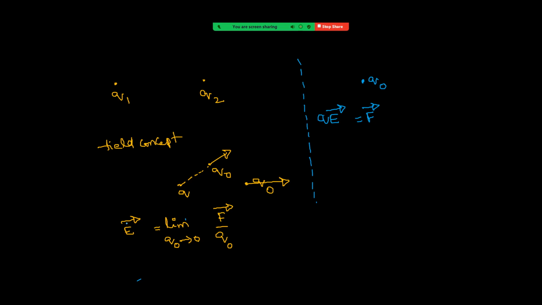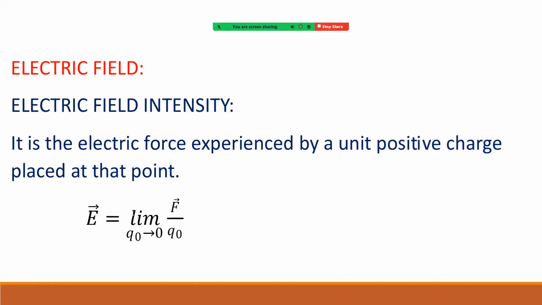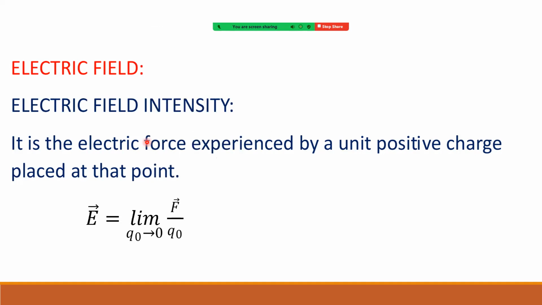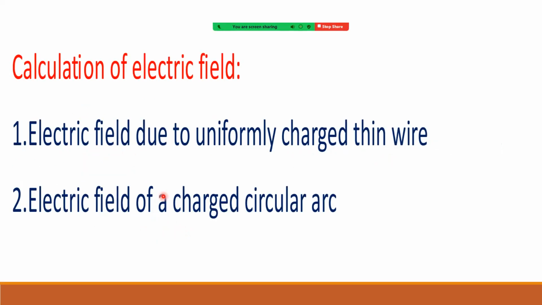So this is the way we define the strength of the electric field, right? See here how the definition is given. It is the electric force experienced by a unit positive charge placed at that point, so limit Q naught tends to 0 of F bar by Q naught. Let us now focus on how to calculate the electric field in some special cases.